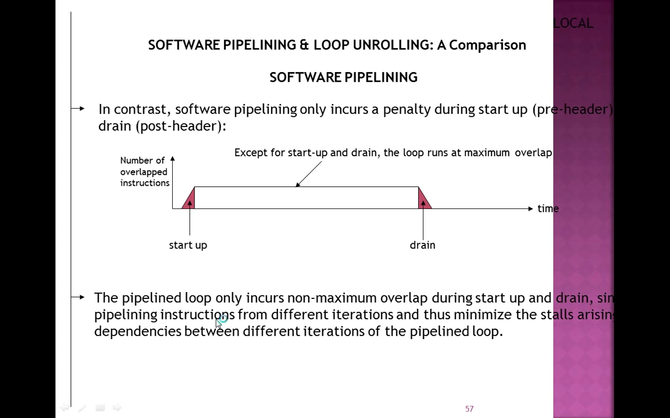The next point is that the pipeline loop body also incurs non-maximum overlap, that is the minimum overlap, during the startup, that is the fill operation, as well as the drain. Since instructions in pipelining are executed from different iterations, it minimizes the stalls arising from dependencies between the different iterations of the pipeline loop.